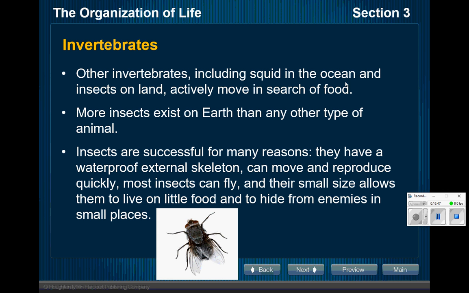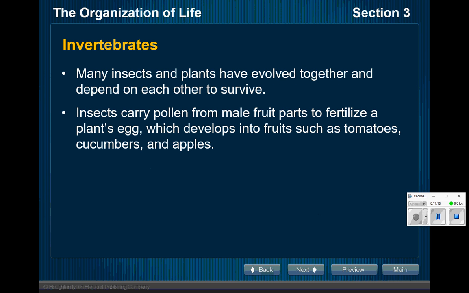Other invertebrates include squids in the ocean and insects on land. Some have exoskeletons, like many insects do. Insects are successful for many reasons. They have a waterproof exoskeleton. They can reproduce very quickly, just like this fly here, and they're small, so that allows them to live on less food and allows them to hide more easily from their enemies in smaller places.